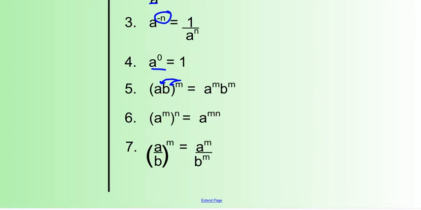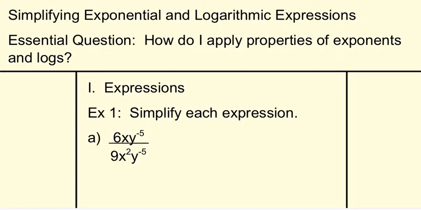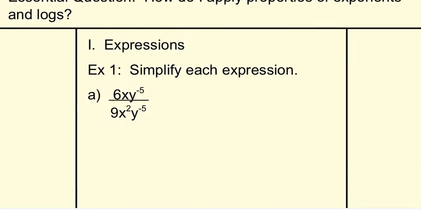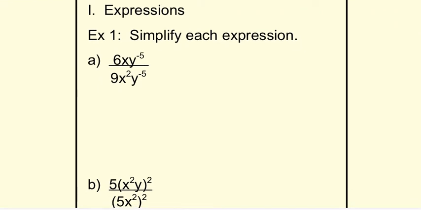Property 6 is a power to a power rule. So you have a power raised to another power, you can multiply them. And this is, again, the distributive property, distributed in. All right, let's use some of those properties to simplify. So we're going to simplify this expression.